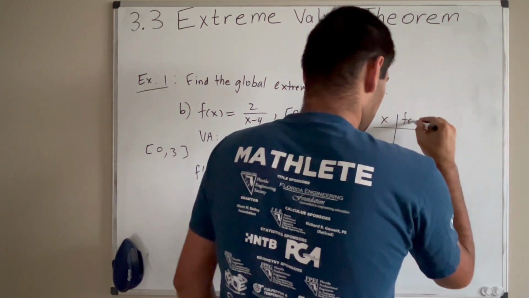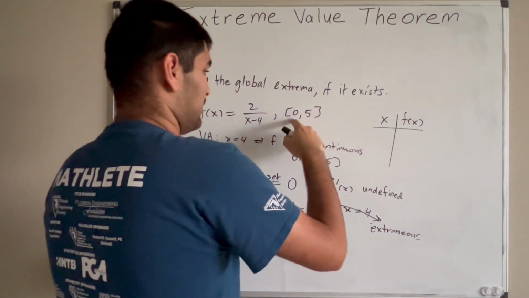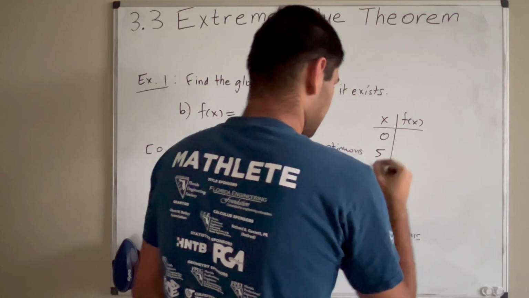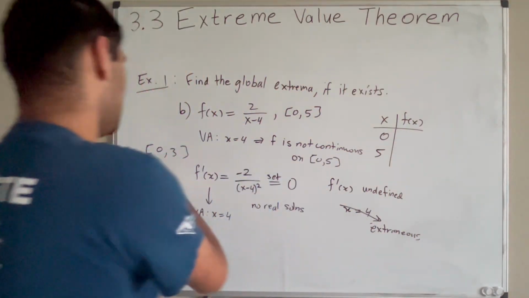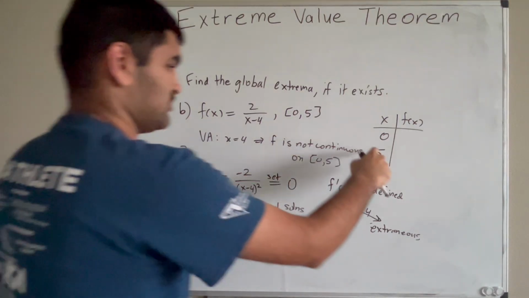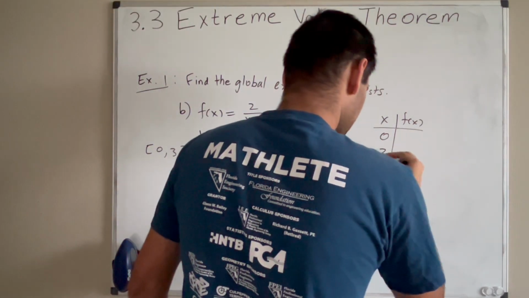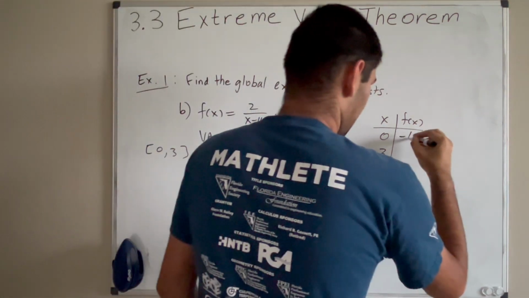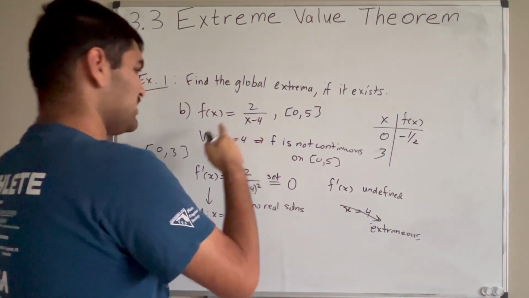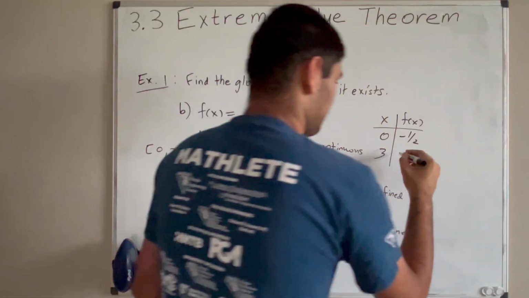So we evaluate f at the endpoints. So when x is equal to 0 and x is equal to 5. Or sorry, we're looking at this new interval. So when x equals 0 and x equals 3. All right, so when x equals 0, f of x is equal to negative 1/2. And when x equals 3, f of x is equal to negative 2.